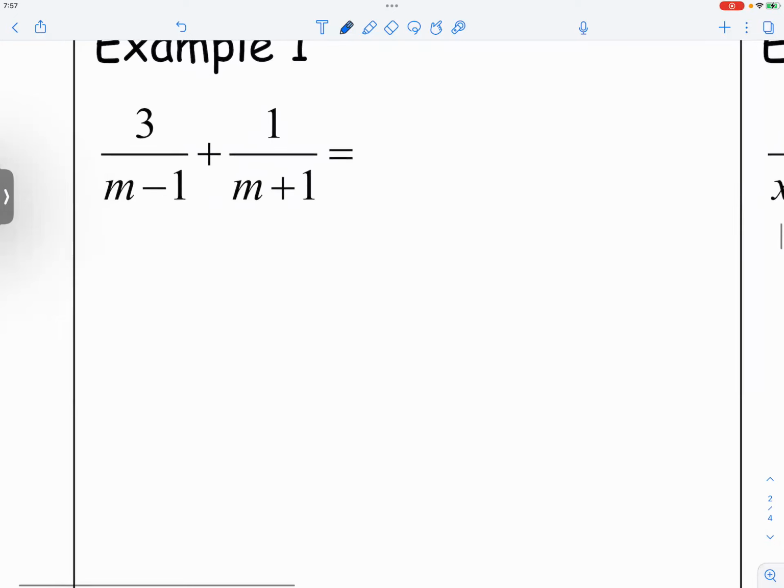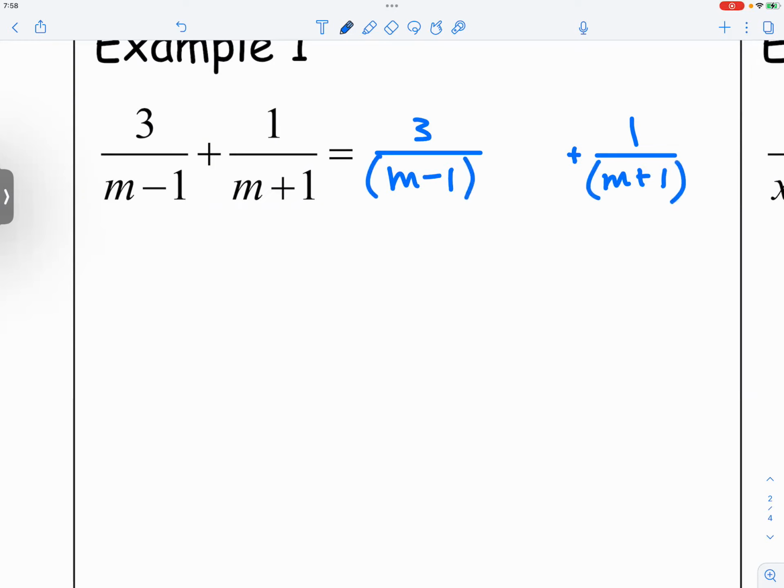So I'm going to do this, okay? M minus 1 and 3, m plus 1 and 1. All right, so I'm going to leave some space because I want to show you something. Well, they have different denominators. We've got to have the same denominator before we add them or subtract them.